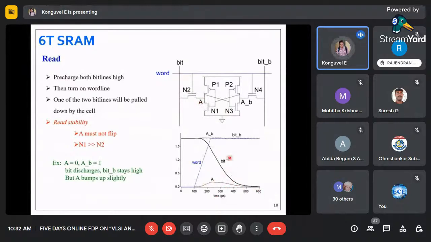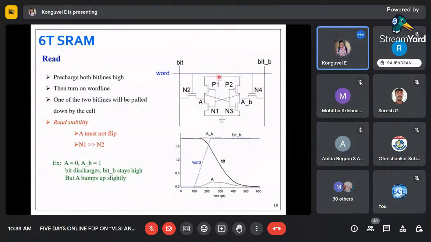Now you can see the bit will be 1, because as I said, bit and bit bar both should be pre-charged. At the same time, what will happen on the bit bar side? This will be turned on and this will be turned off. So bit bar will remain 1. Say bit is moving to 0, but bit bar will remain 1. Why? Because N3 is turned off, so it will not drain to ground. Rather, P2 is on, so it will be pushed.